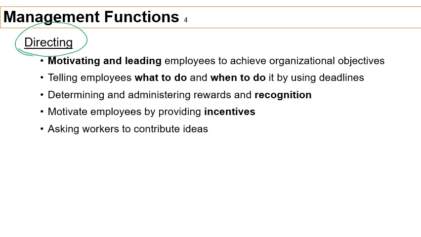Now, what is directing? Directing is essentially telling people what to do and when to do it. So we were talking about objectives before and what actions we need to undertake to achieve those objectives. Directing is essentially assigning those actions to specific people, so telling different people what they are going to be working on and also when they are going to be working on it.